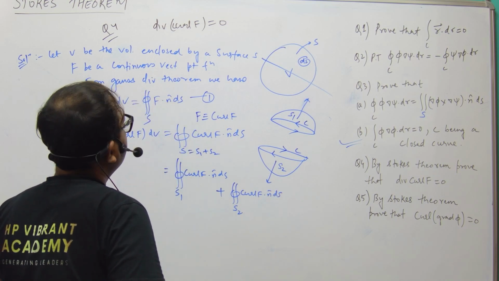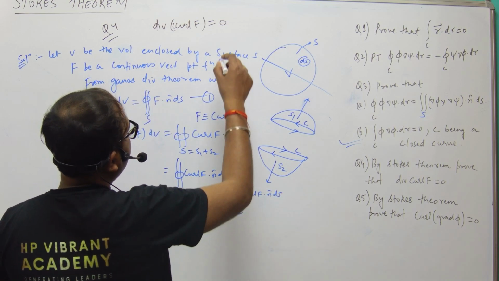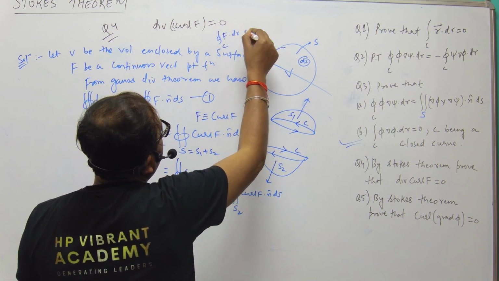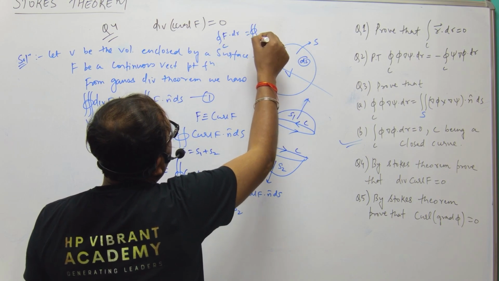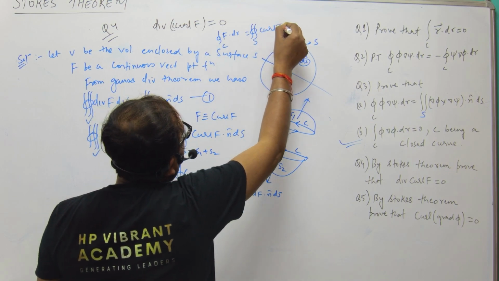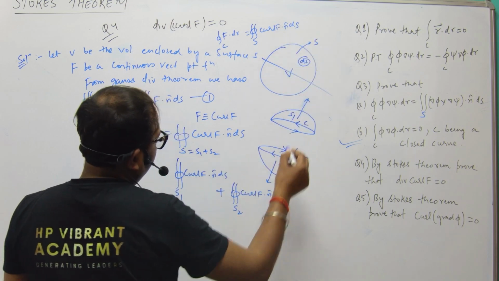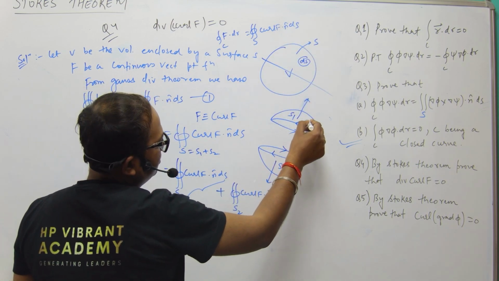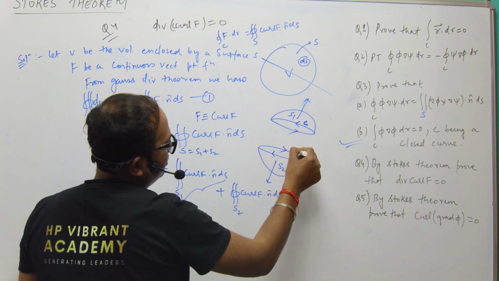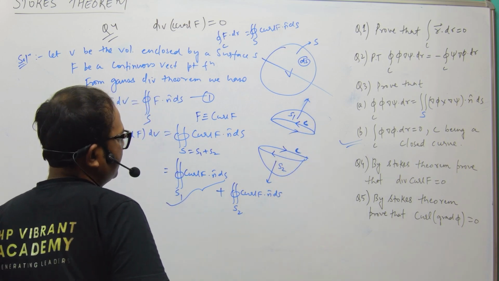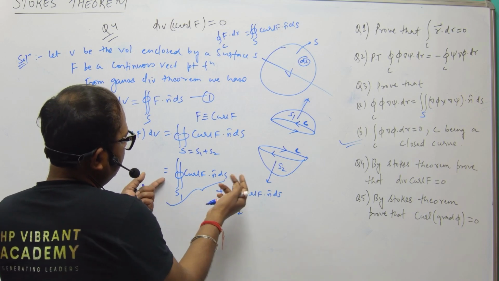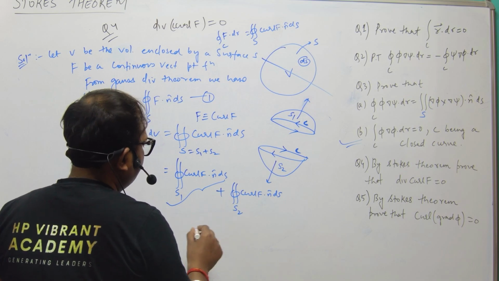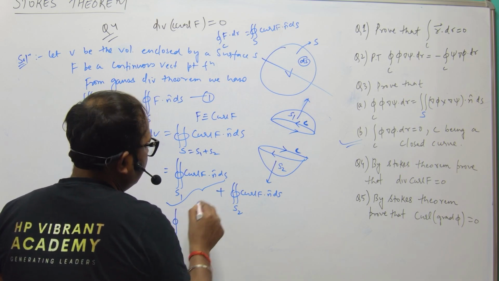Let us write down the expression for Stokes theorem. From Stokes theorem, we have the integral of f dot dr along the curve C equal to the surface integral along the surface of curl of f dot n cap into dS. So using Stokes theorem, this is our curve C. Curve C is the same for both the surfaces. This expression is for surface S, and using Stokes theorem, this is equal to the integral along the curve C.